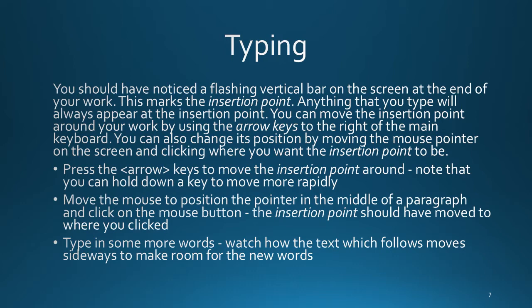Press the arrow keys to move the insertion point around. Note that you can hold down a key to move more rapidly. Move the mouse to position the pointer in the middle of a paragraph and click on the mouse button. The insertion point should have moved to where you clicked. Type in some more words. Watch how the text which follows moves sideways to make room for the new words.